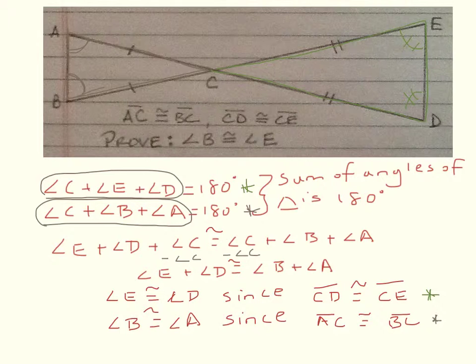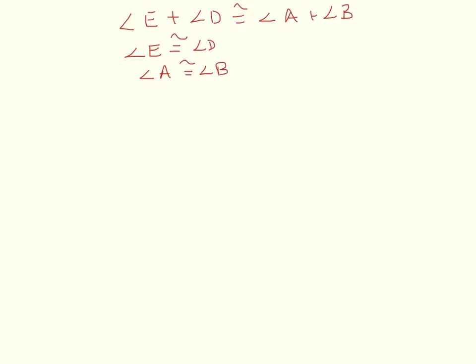Okay? So I have to move on to a new slide real quick, and we will take the fact angle E plus angle D is congruent to angle A plus angle B. And we'll take the fact that angle E is congruent to angle D. And we'll take the fact that angle A is congruent to angle B, which we've all shown on the previous slide.